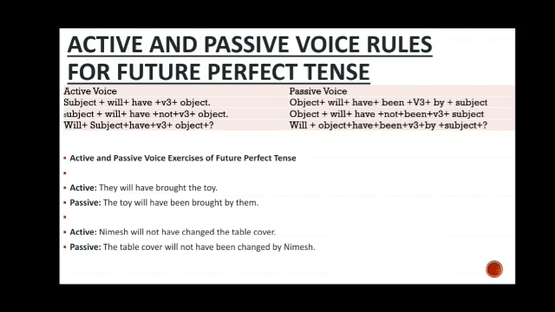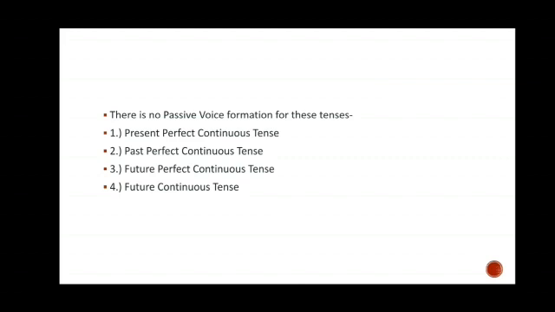Okay. Now see how you are changing it. Object will come first, then will, then have, then been, B-E-E-N, then verb third, then by, then subject. Example: they will have brought the toy. The toy will have been brought by them. Nimish will not have changed the table cover. The table cover will not have been changed by Nimish.